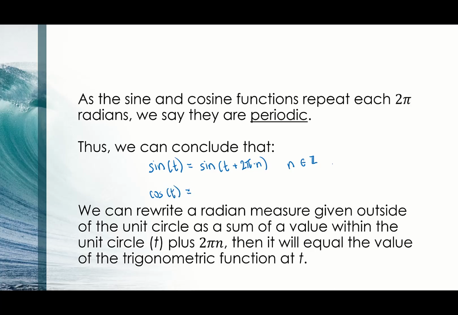And the same can be said for cosine. We can say that cosine of some angle on the unit circle is equal to cosine of t plus 2 pi times n radians. We can rewrite a radian measure given outside of the unit circle as a sum of a value within the unit circle, which I'm calling t, plus 2 times pi times n. Then it will equal just that value of the trigonometric function at t. Now, I like to do this going back to a previous section where I use coterminal angles, because every angle will be coterminal with some angle in the unit circle. And once I know that value, then I can just use the unit circle to help me.